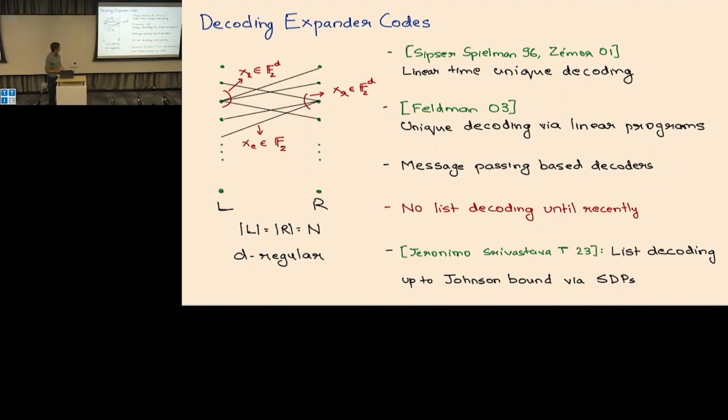The problem is, for list decoding, they came up short, at least until recently. So there was no list decoding known for these codes. And maybe a while ago I talked about an algorithm which actually gives list decoding for the Sipser-Spielman codes and many variations of these using semi-definite programs.